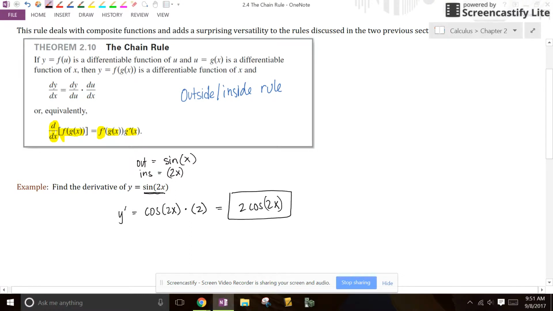You can see how the outside function was sine, and the derivative of that is cosine. And the inside, the derivative of 2x, was 2. So what I did was take the derivative of the outside, leaving the inside alone, and then I took the derivative of the inside. That's the chain rule in a nutshell.